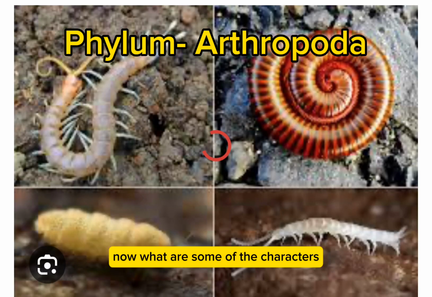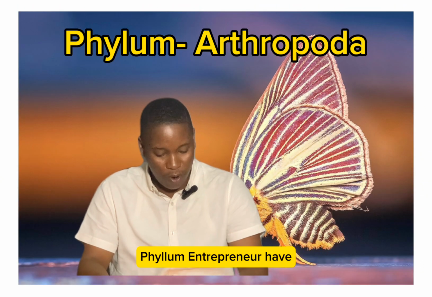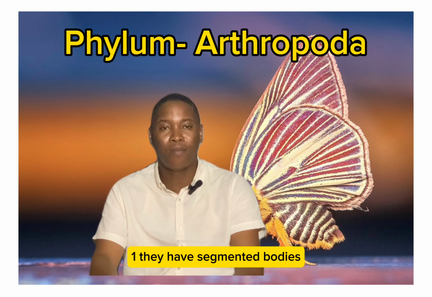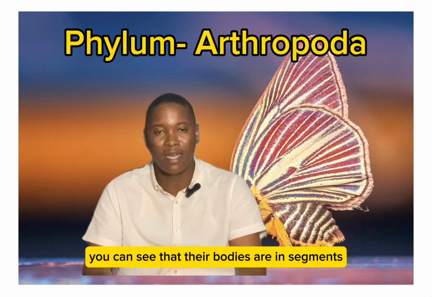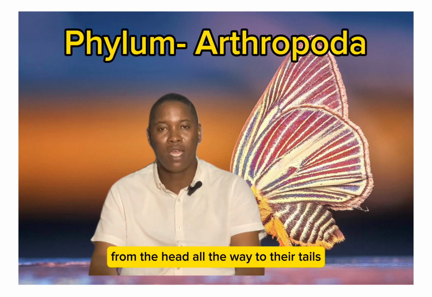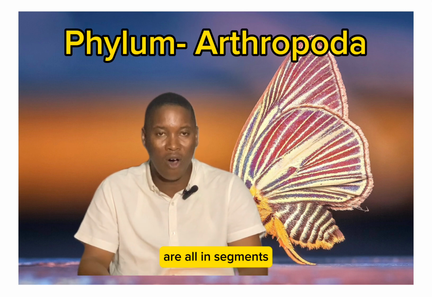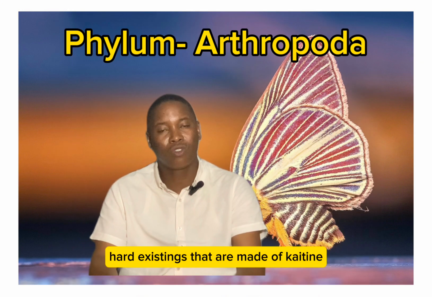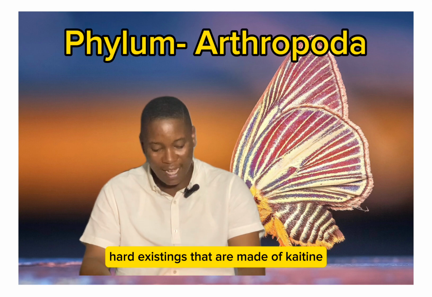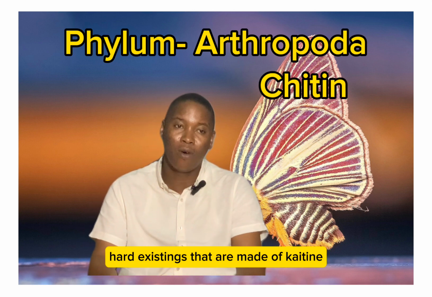Now, what are some of the general characteristics which the phylum Arthropoda have? One, they have segmented bodies. If you look at their bodies, you can see that they are in segments from the head all the way to their tails. They have hard exoskeletons that are made of chitin.